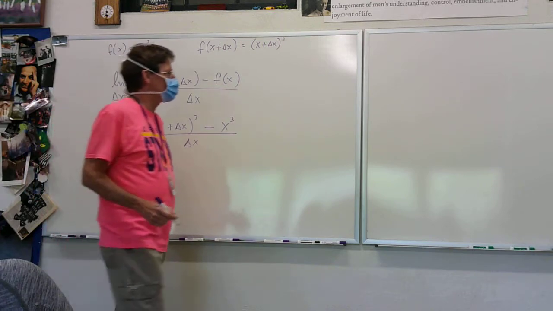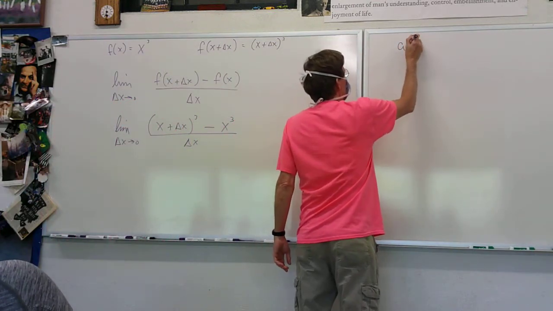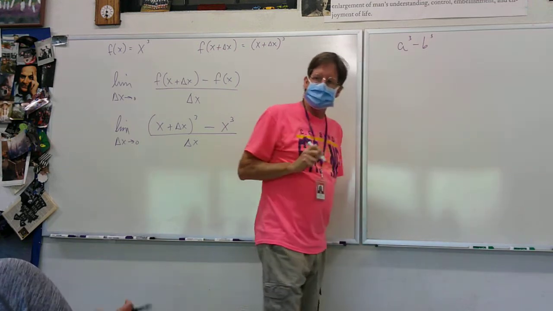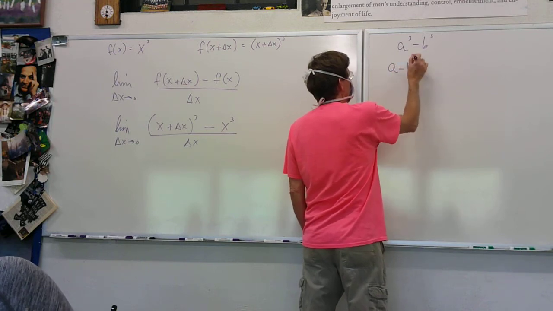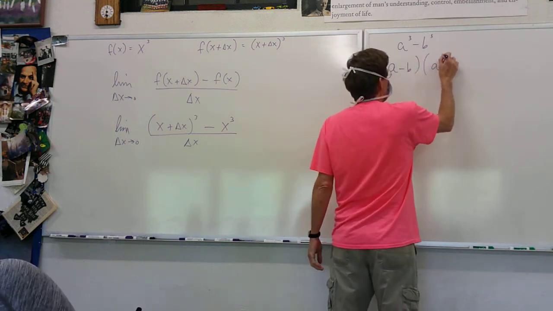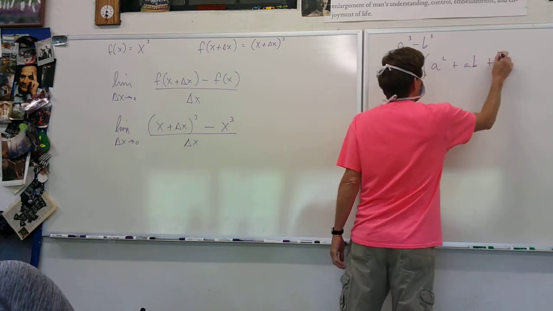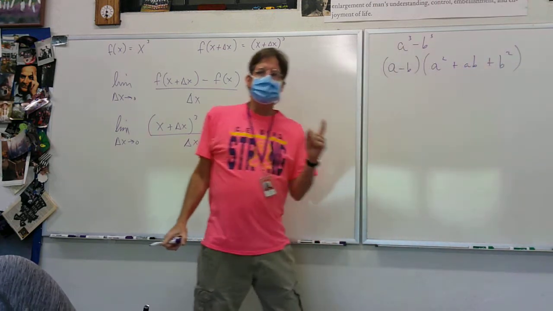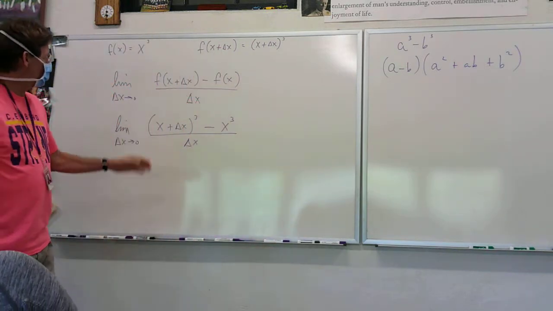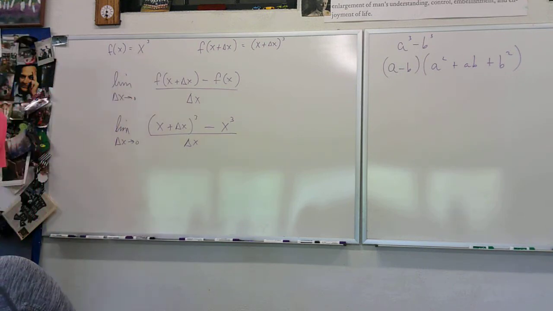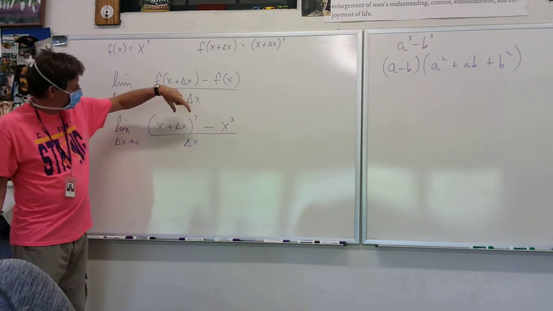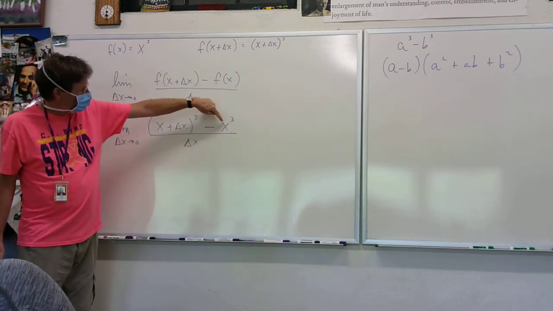Here's what you want to use. A cubed minus b cubed will factor. And it will factor into a minus b, a squared plus ab plus b squared. And by knowing that factoring rule, you can go from here and in 2 steps be done. But if you don't know that factoring rule, then you end up filling up the whole board and wasting a lot of time. Okay, there's the A. That's your A, right? And that's your B.